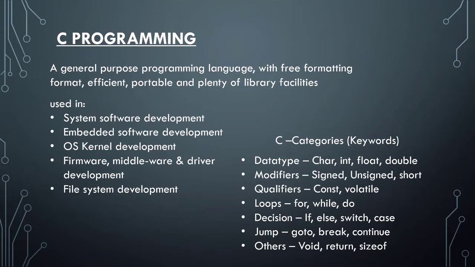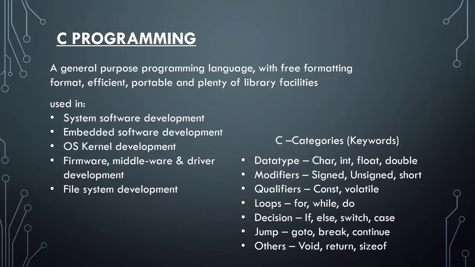Among the categories usually referred to when understanding the C programming language are the data types, whereby the data type refers to the character, the integer, the float, and the double. Also, we have the modifiers such as signed, unsigned, short, and long. Also, we have the qualifiers, which stand for const and volatile. We have the loops, whereby we can use loops to reiterate the action or command that we want, namely the for loop, the while loop, and the do loop.